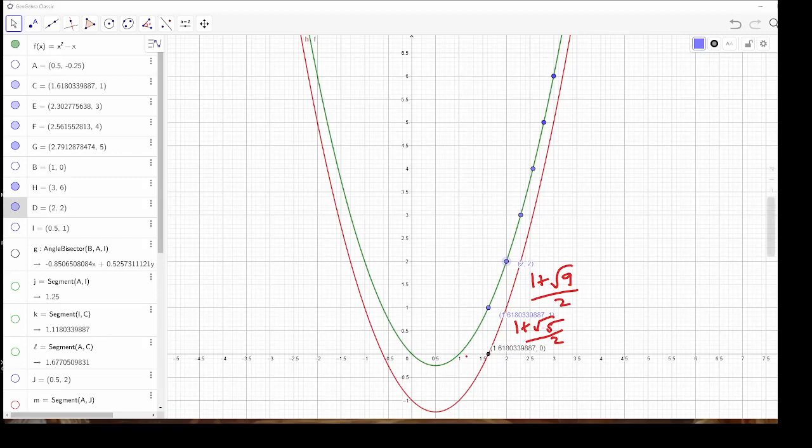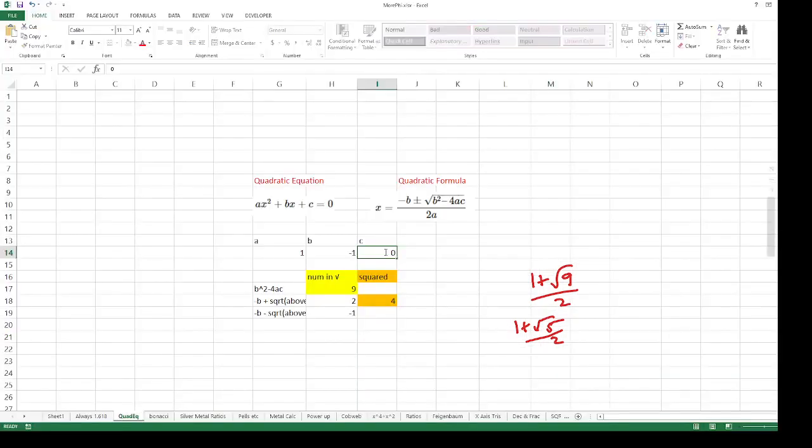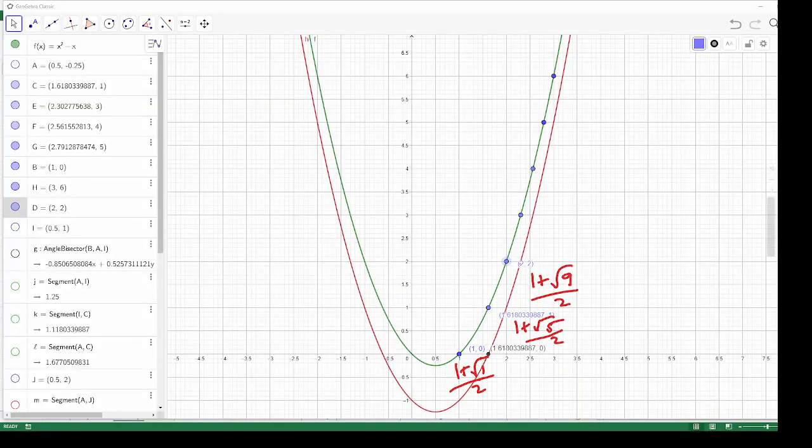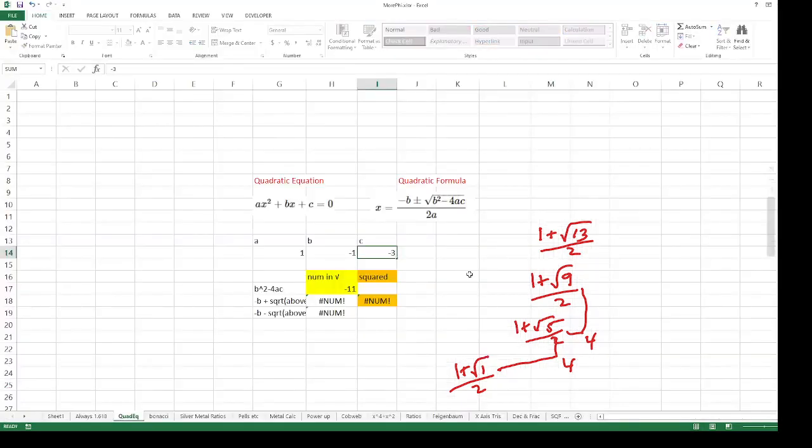Now, if we go the other way, and we go down to 1, you can see that if c is equal to 0, then the number in the radix is going to be 1. And of course, 1 plus 1 over 2 is going to give you 1. So what we notice here is that the number in the radix is increasing by 4 each time. And so that would seem to indicate that the next one up is going to be 1 plus the square root of 13 over 2, and we can see that that's correct.